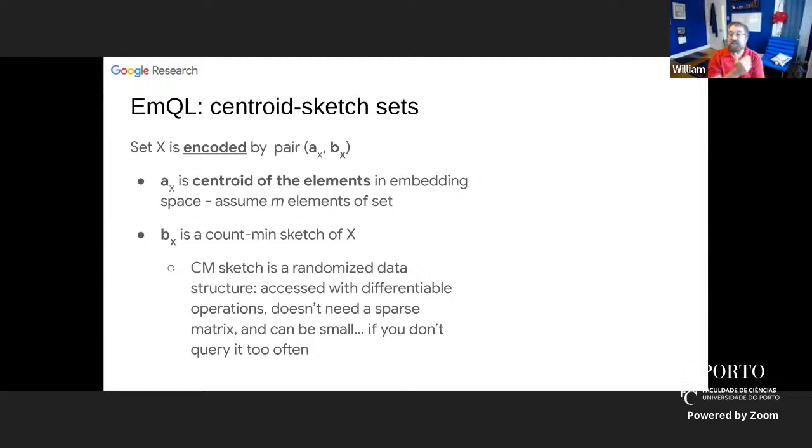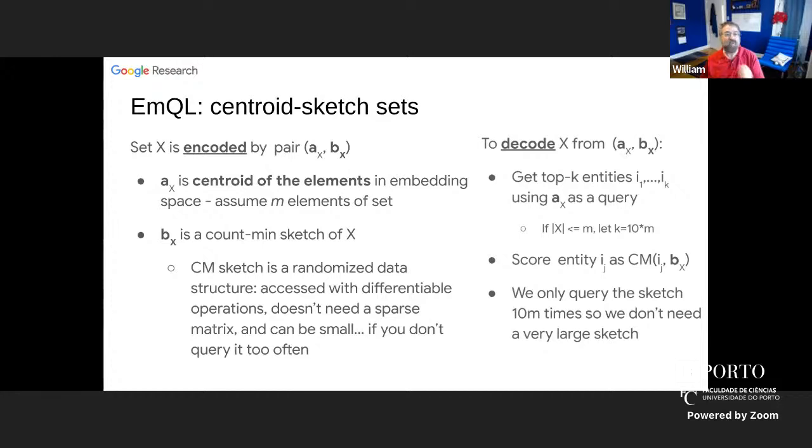And the sketch can actually be pretty small. By small, I mean maybe a few thousand entries, about 4K for the case that I need, as long as you don't query it too often. If you query it too often, then the randomized data structure proofs start to break down. You'll get lots of false positives. So you need a way to check the sketch, but not check it too often. That's where you use the centroid.